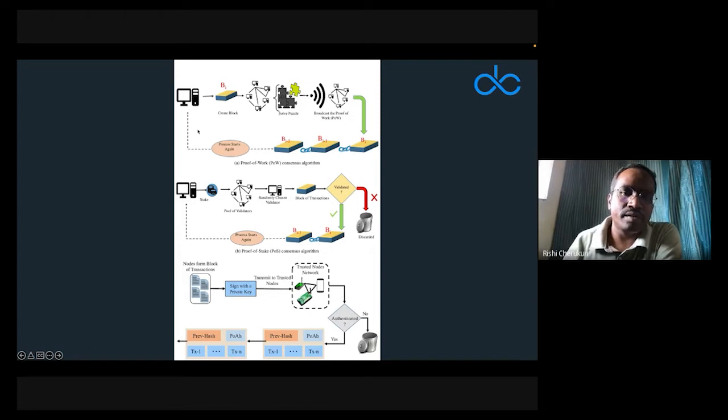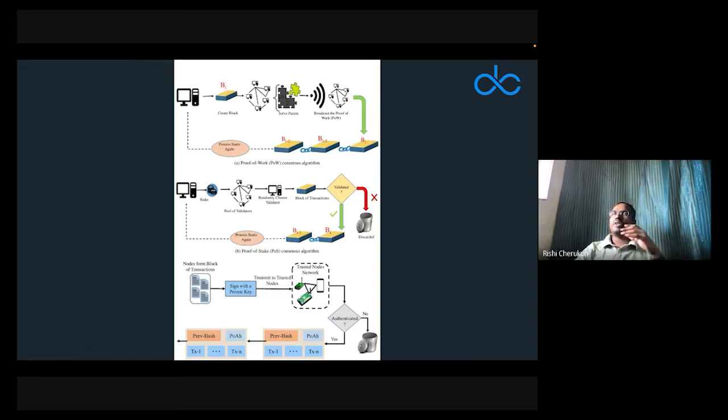Right, so there are different types of consensus algorithms. Right now the most popular one used by everybody is called proof of work. In this, to be able to create a block, think of it like solving a puzzle. This block is created by broadcasting that somebody solved a puzzle. This information is broadcasted to a network of people.